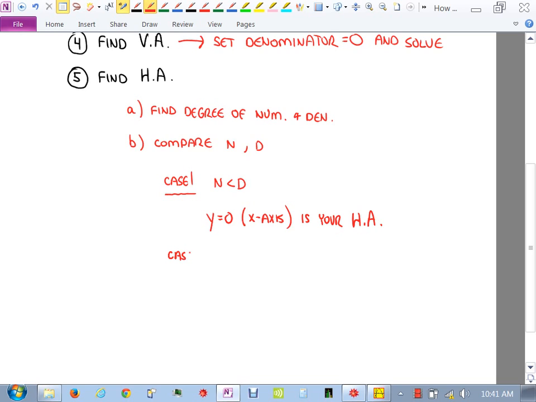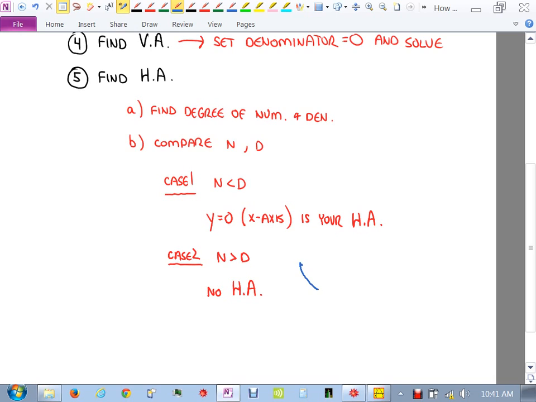Case 2. The numerator's power is bigger than denominator's power. That means the power on top is bigger than the one on the bottom. If that happens, you have no horizontal asymptotes. That means you don't have any. You don't have a magnet that pulls your function down at the edges. It does not exist. And so what that tells you is this.